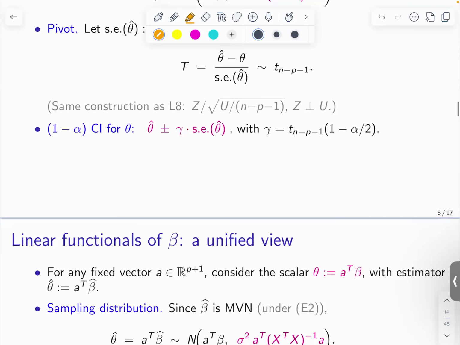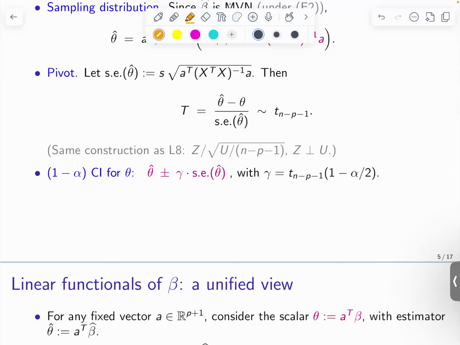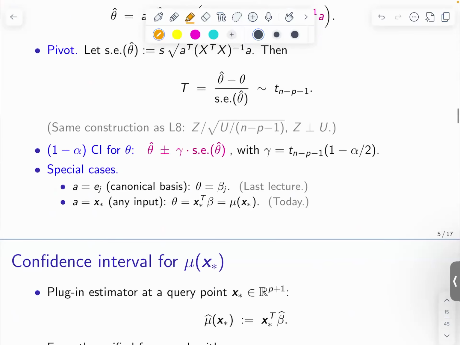Okay, and so that's the details. So the confidence interval is that. Gamma is the same. The special case is where A is e_j, which is the canonical basis, so you get beta_j. That's the previous thing that we did. We could have just done this equally; it's equally easy. We could have started with this and gotten beta_j for free. The other is we can set A to be a generic x star, and that's just a renaming. That would give me the so-called regression function, so you get x star transpose beta.